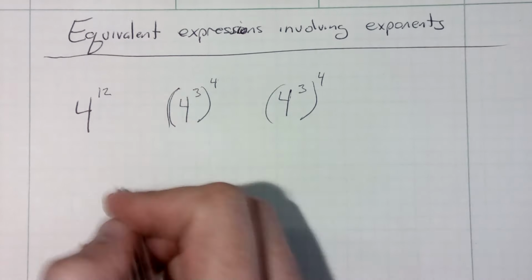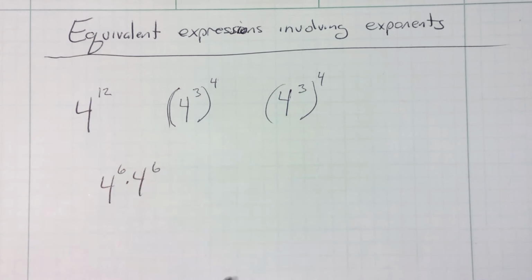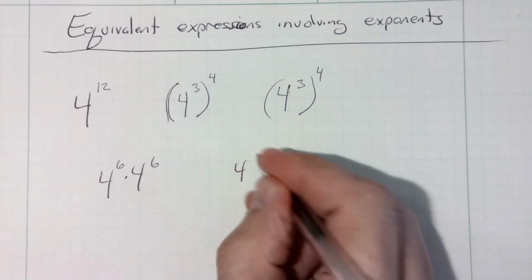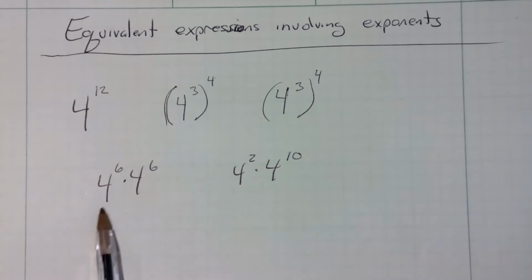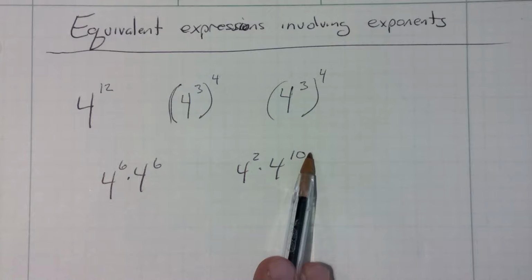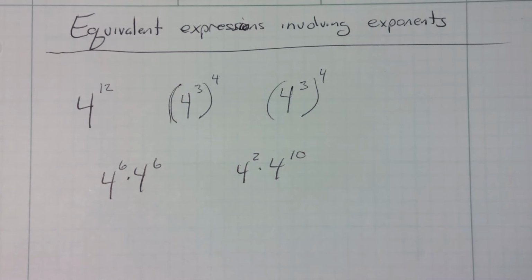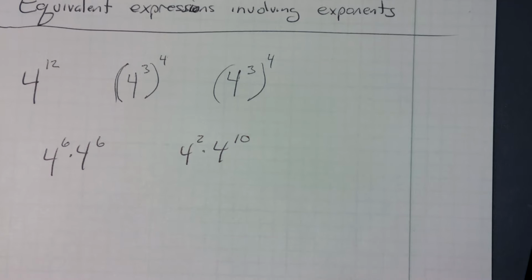We could also see 4 to the 6th times 4 to the 6th. We could see it as 4 squared times 4 to the 10th, because by our addition rule, both of these are equivalent to 4 to the 12th: 6 plus 6 is 12, 2 plus 10 is 12, right? Different ways we could represent the same exponential expression.